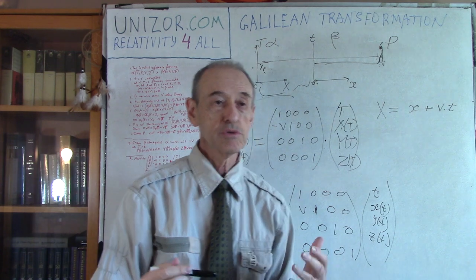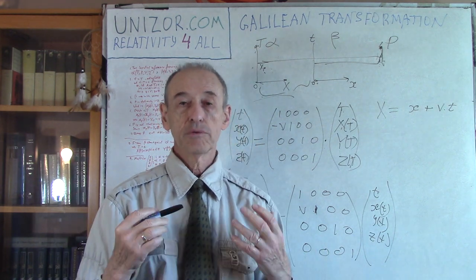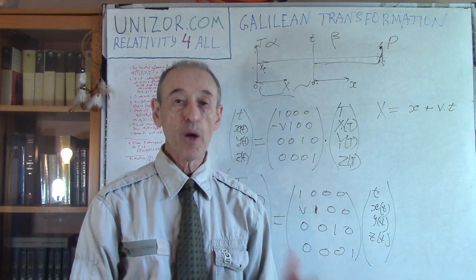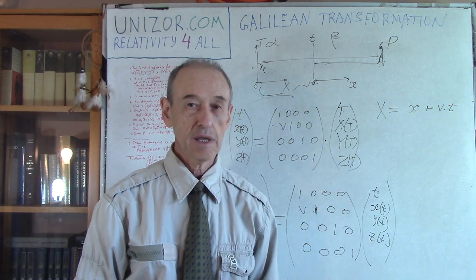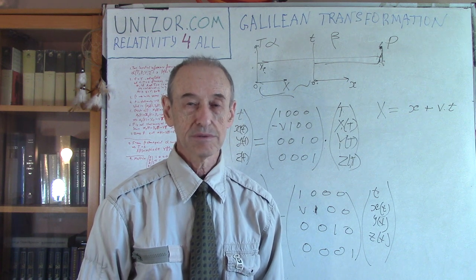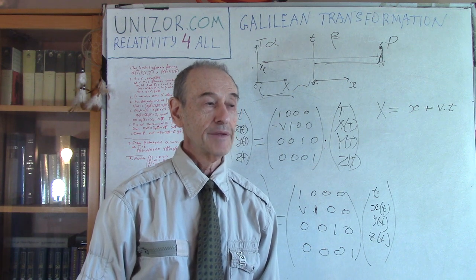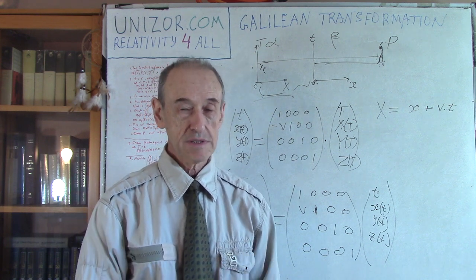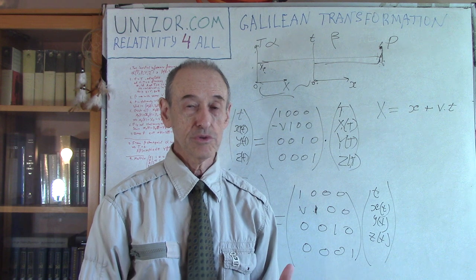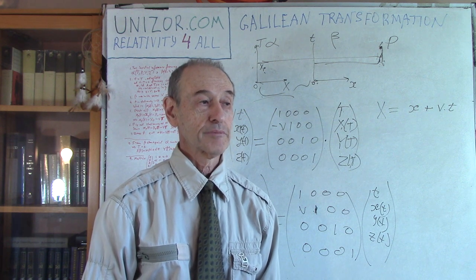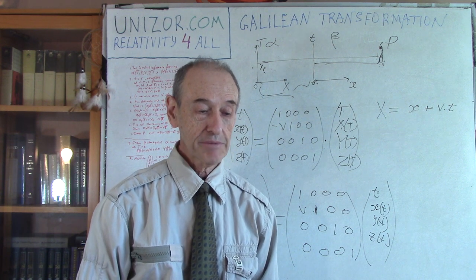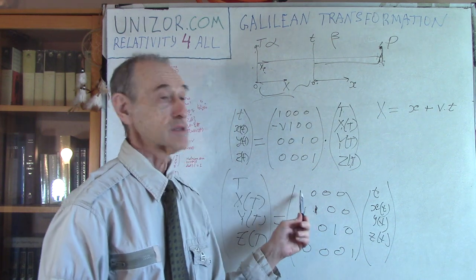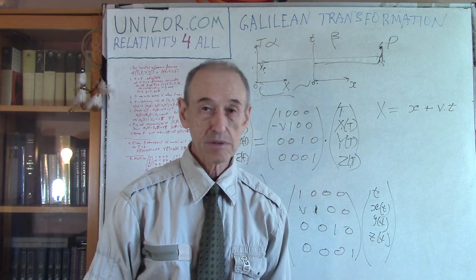I wanted to introduce just the concept of what is the Galilean transformation. This concept was completely dominant until Einstein actually started working on this. Not that people did not understand how different coordinate systems can be transformed into each other. Definitely there was a very, very important transformation, which is not this one. It's called the Lorentz transformation.